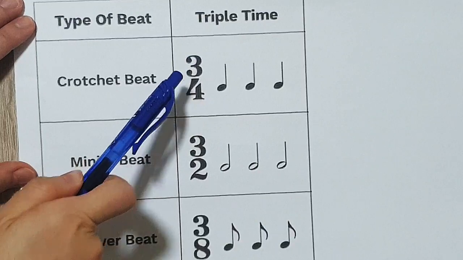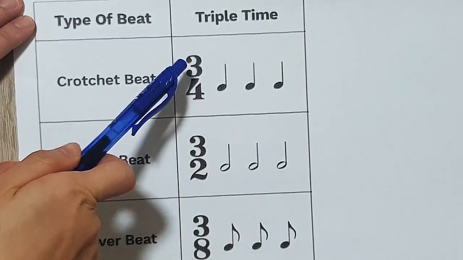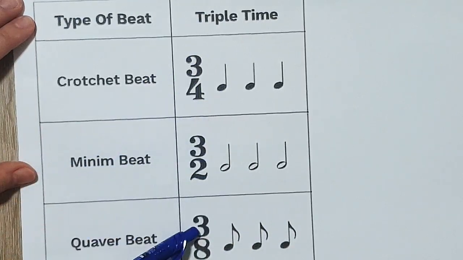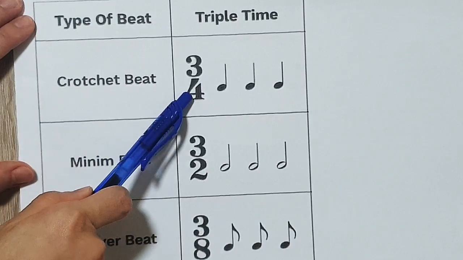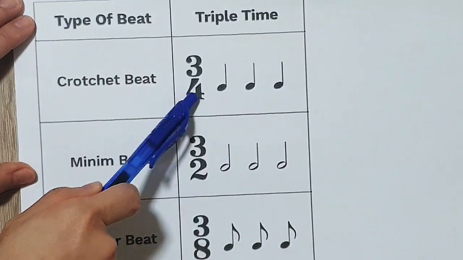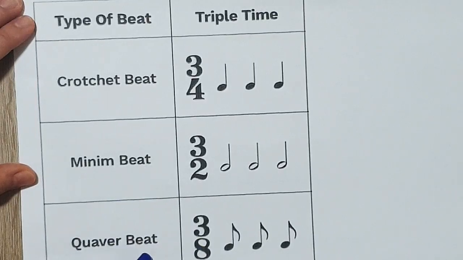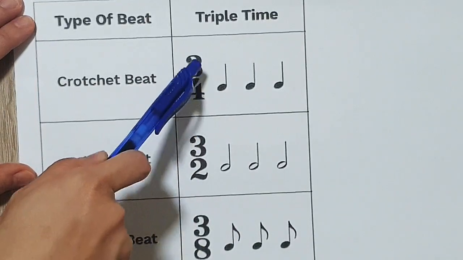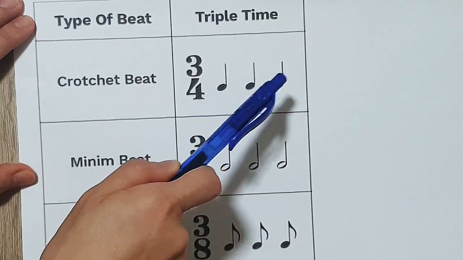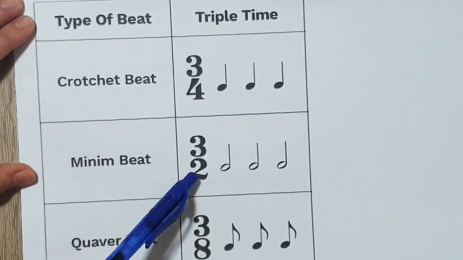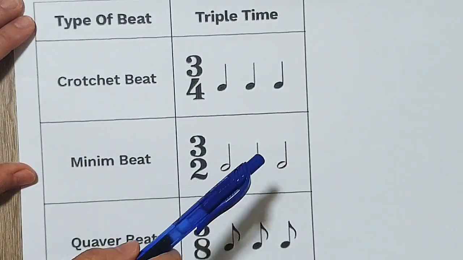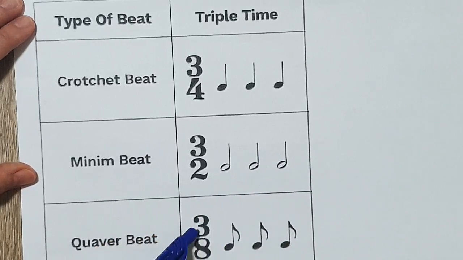Notice each time signature has a top number of 3. The bottom number represents the type of beats. 4 is crotchet beat, 2 is minim beat, 8 is quaver beat. 3-4 means 3 crotchet beats. 1, 2, 3. 3-2 means 3 minim beats. 1, 2, 3. 3-8 means 3 quaver beats. 1, 2, 3.